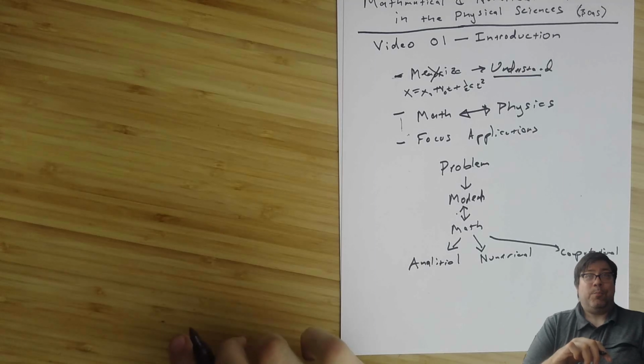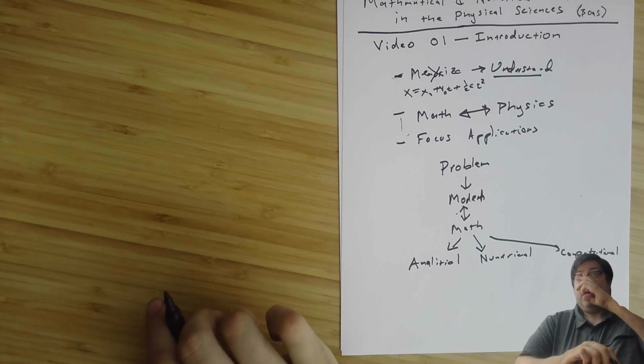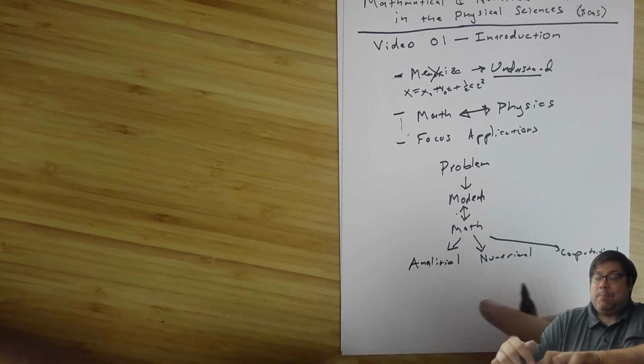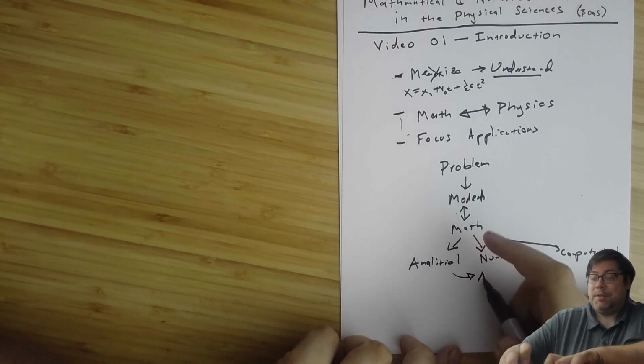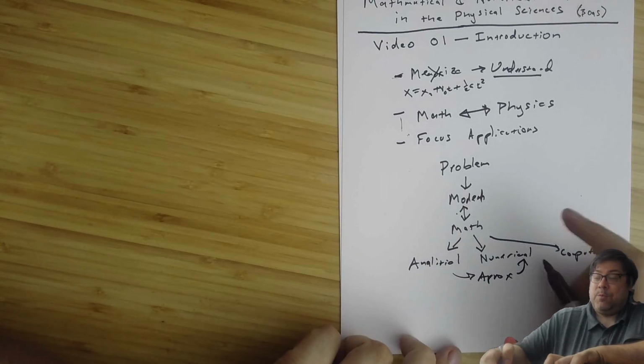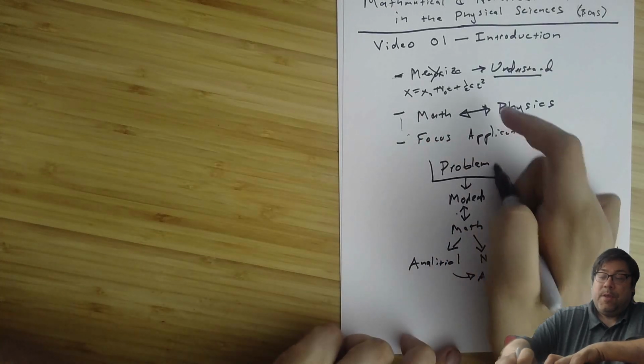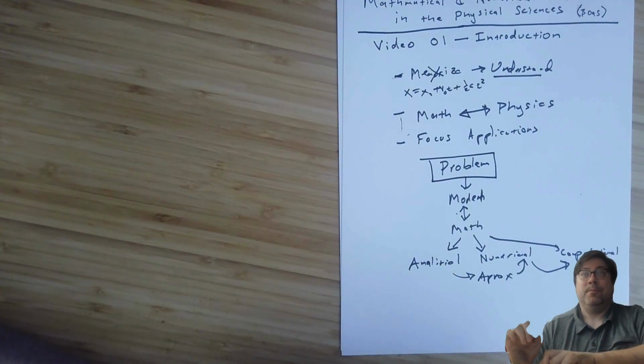We do the analytical part until the analytical part is not practical anymore. Then we do a numerical part, right? Then we do a computational part. Maybe inside here we make an approximation. And then we do something numerical. And then we apply that numerical to computational, right? All with the idea we want to solve this problem, right?